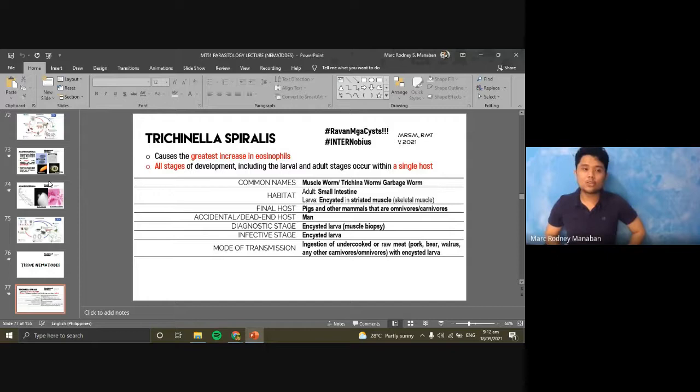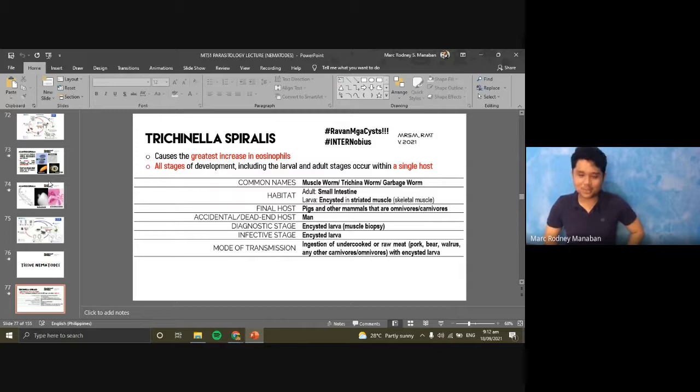So, take note, if later on you become a medtech, finally RMT and proceed to med, and you keep going back to Trichinella spiralis, you will reach the point where you can correlate right away that Trichinella means muscle. Alright? But please take note again, if the question is about adults, the habitat is the small intestine. But if muscle, the larva is found in the muscles.